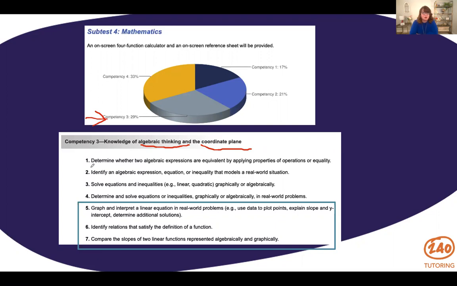So last week we looked at skills 1 through 4. And today we're going to look at those that basically occur on that coordinate plane. So we're going to be looking at graphing and interpreting a linear equation in real world problems, identifying relations that satisfy the definition of a function, and comparing slopes of 2 linear functions represented algebraically and graphically. Now that all sounds really complicated. I promise if you stick with me, I'm going to break this down in a very simplistic manner, okay? So let's jump right into some practice.